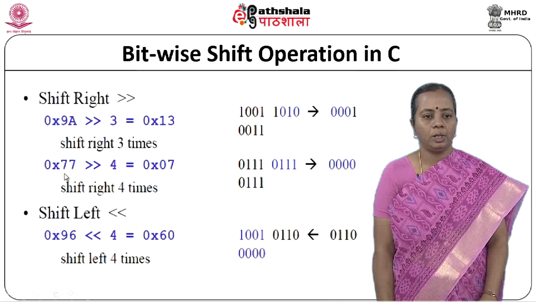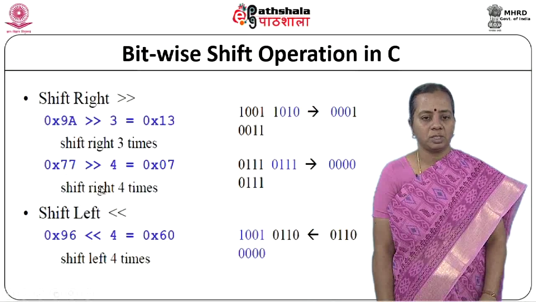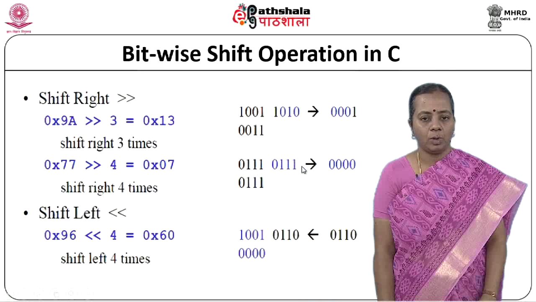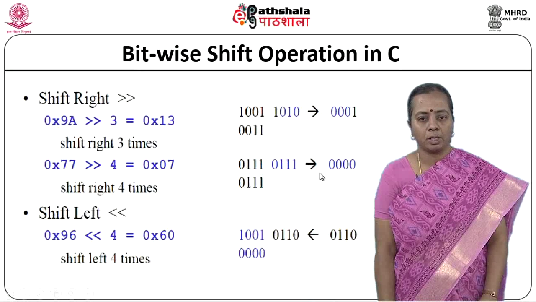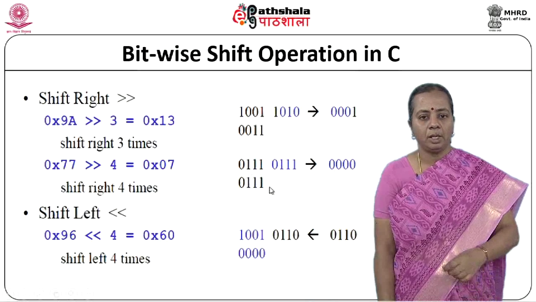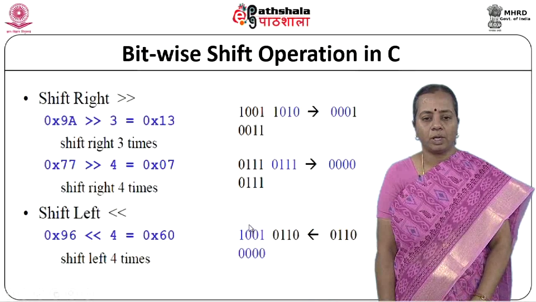Now, when I am looking at shift right by 4 positions, 77 is nothing but 0111 0111, shifted right by 4 positions. So, 0, 0, 0, 0 are moved in from this side. These 4 bits are zeros and this bit comes over here. So, we get 0, 0, 0, 0, and a value of 0, 1, 1, 1.